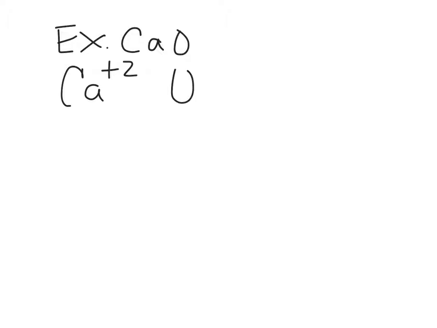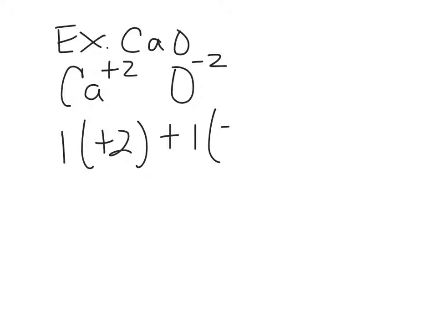Okay, more examples. Let's take calcium oxide. Calcium is a +2 cation. Oxide is a -2 anion. One calcium cation times its charge of +2 plus one oxide anion times its charge of -2 equals 0. So they cancel each other out.